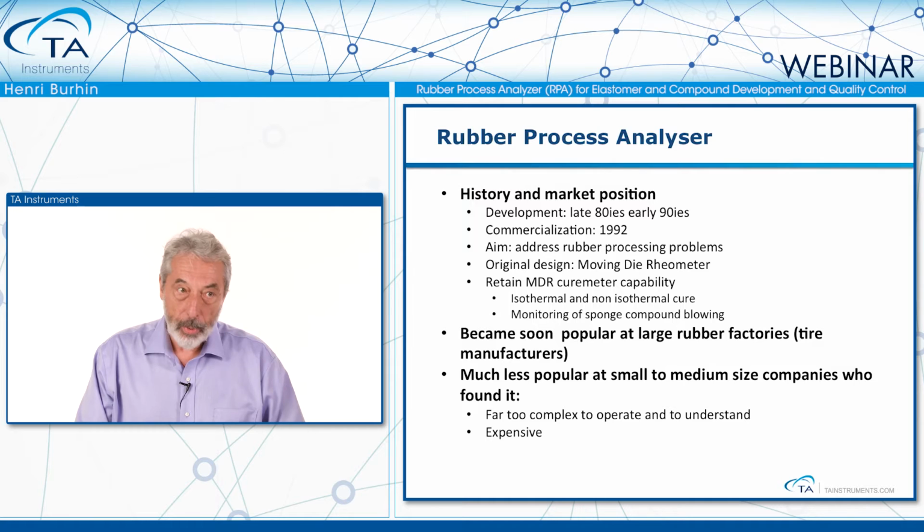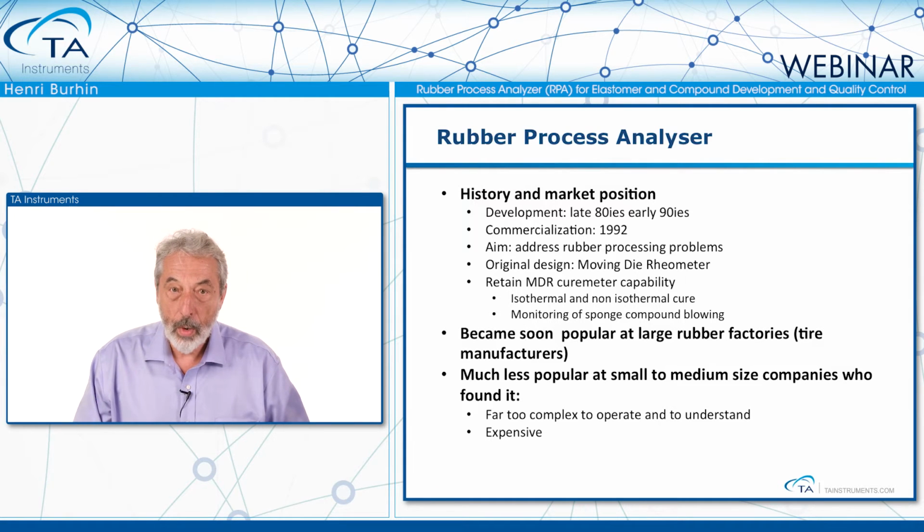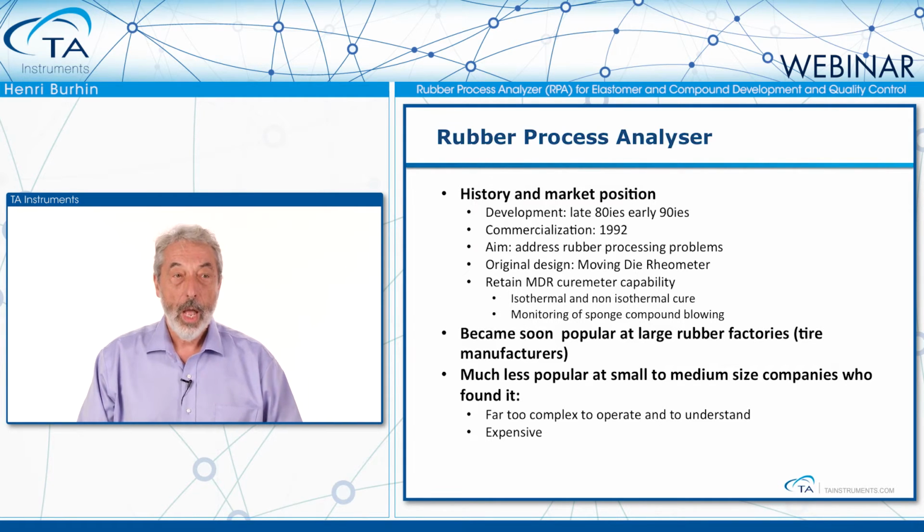It became soon very popular in large rubber factories like tire manufacturers, and actually the RPA was a request of a major, if not one of the biggest, tire manufacturers in the world at that time. It was much less popular for small and medium-sized companies, who found it far too complex to operate and understand. It is true that the instrument requires quite a lot of basic understanding of the physics of flow. And finally, the instrument was rather expensive, especially at that time.